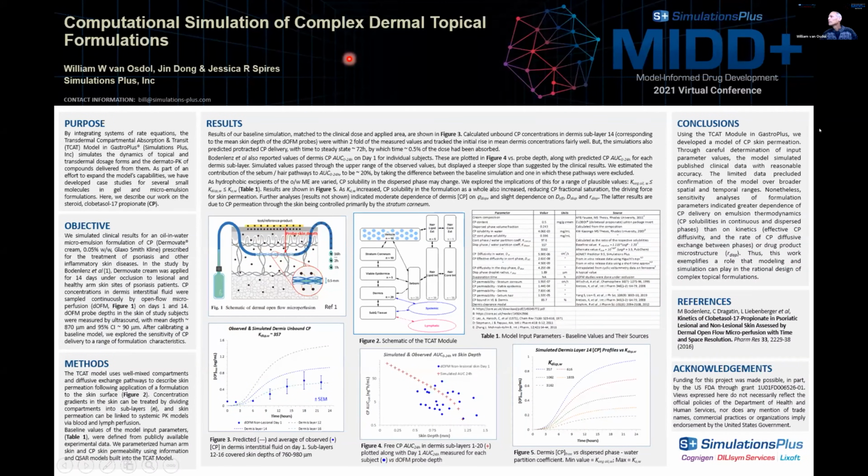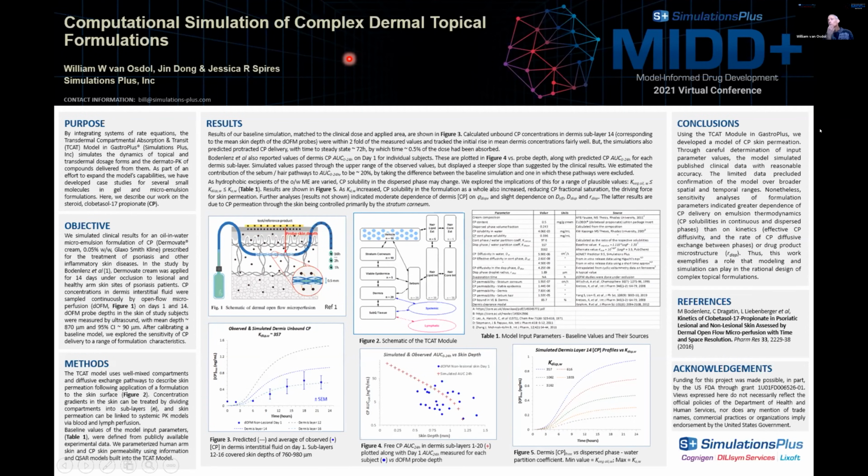By integrating systems of rate equations, the transdermal compartmental absorption and transit, or TCAT, model in GastroPlus simulates the dynamics of topical and transdermal dosage forms and the dermatopharmacokinetics of compounds delivered from them. As part of an effort to expand the model's capability, we have developed case studies for several small molecules in gel and microemulsion formulations. Here we describe our work on the steroid clobetasol propionate.